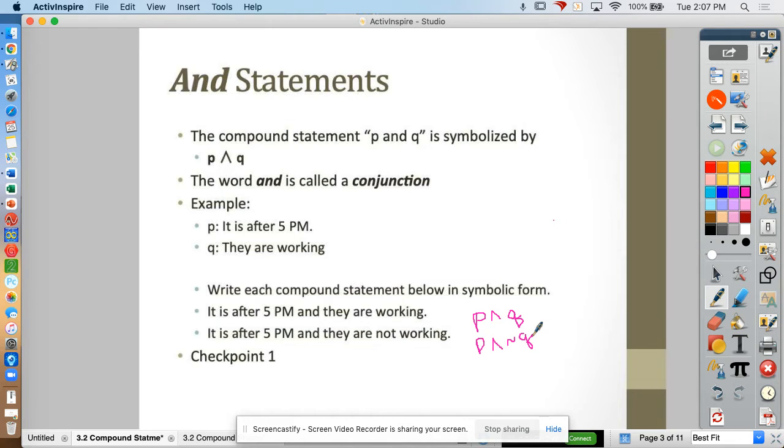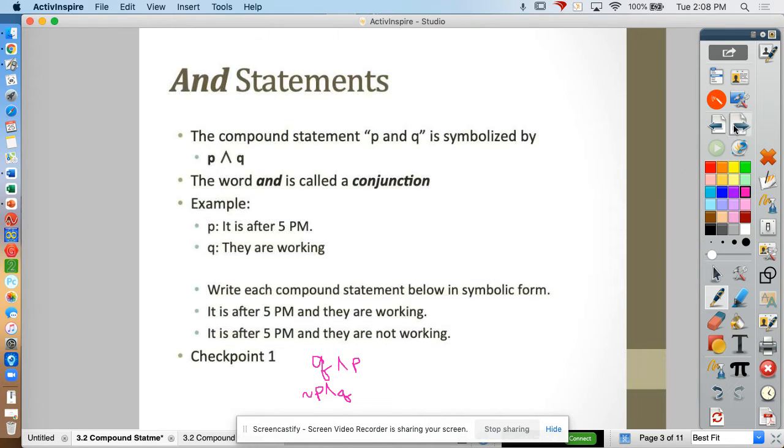All right, let's try checkpoint 1. If you want to, pause your video here and then come back to it. Checkpoint 1 is at the top of page 112. It says they are working and it is after 5 p.m. This time we've switched some sentences. They are working is now Q, and it is after 5 p.m. is our P. The second one in checkpoint 1 says it is not after 5 p.m. This time it is tilde P and they are working, which is our Q. And there's our B part for checkpoint 1.